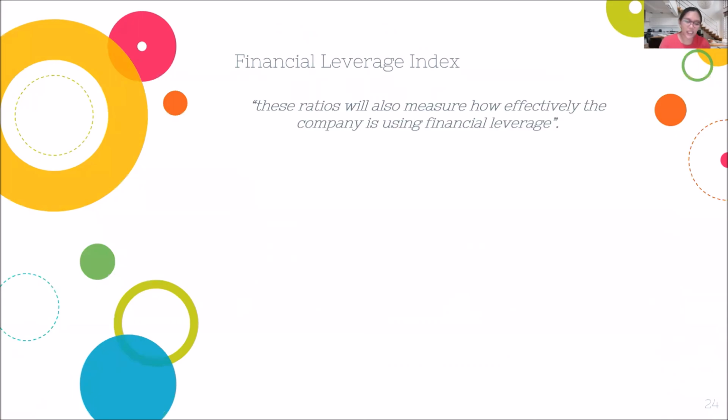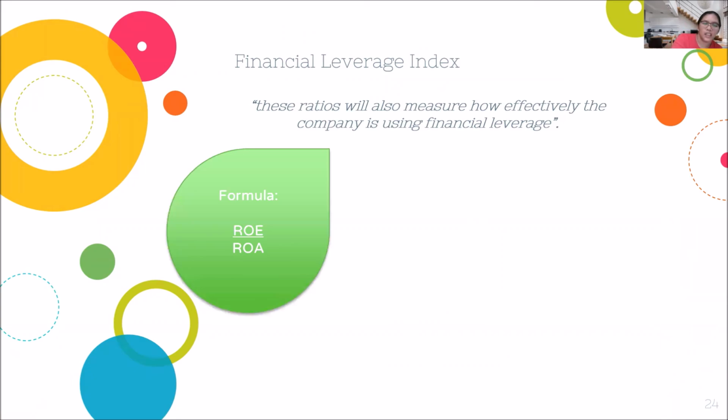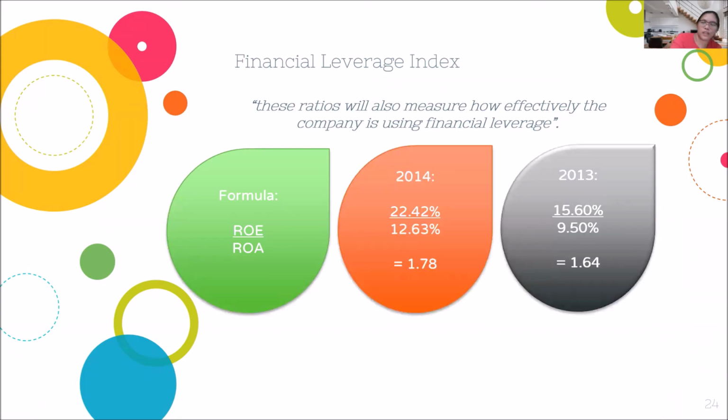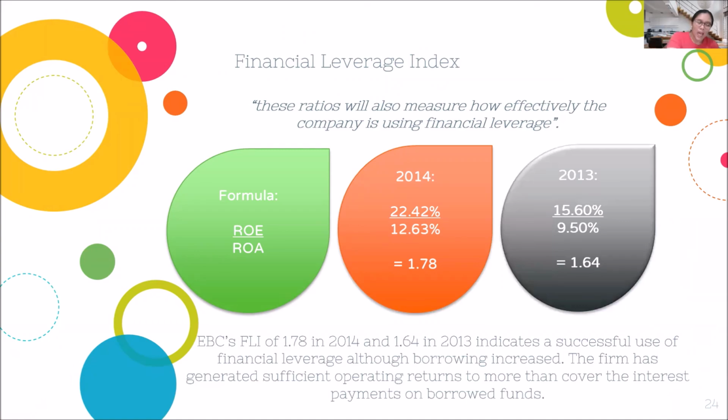Okay, now financial leverage index. These ratios will also measure how effectively the company is using financial leverage. What do we mean by financial leverage? When we say financial leverage, it's the debt, no? Okay? So, ROE over ROA. It's 1.78 and 1.64. EPC's financial leverage index of 1.78 in 2014 and 1.64 in 2013 indicates a successful use of financial leverage.